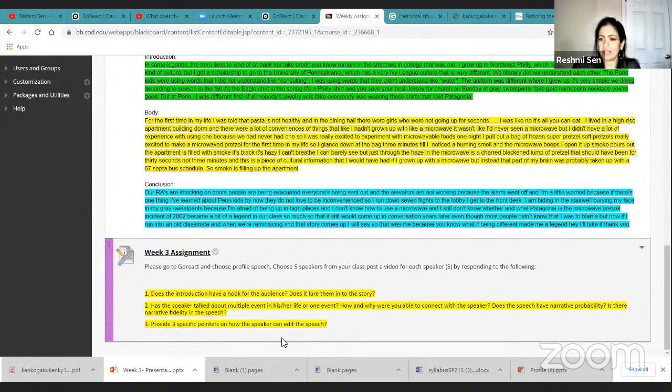Next thing is narrative fidelity. When you hear the whole speech, you have to think whether the story rings true, and you can get that catch. That catch is in the conclusion. By the time the speaker concludes, you should be able to tell yourself whether the story that he or she has mentioned in his or her speech rings true. And finally, if you could provide 3 points, 3 suggestions for the speaker to improve, what would it be?